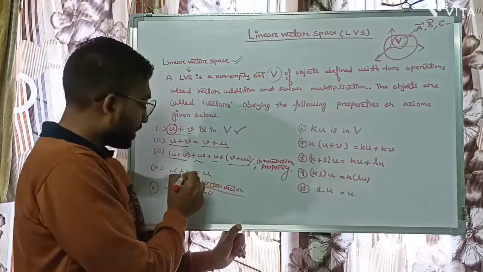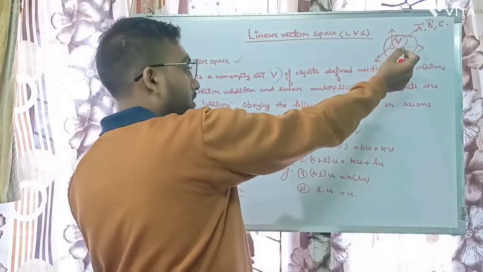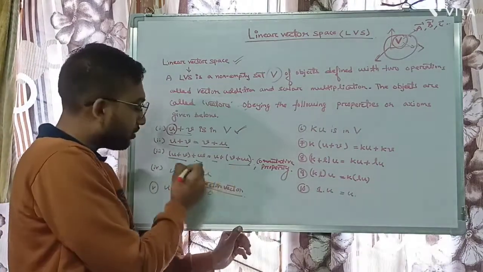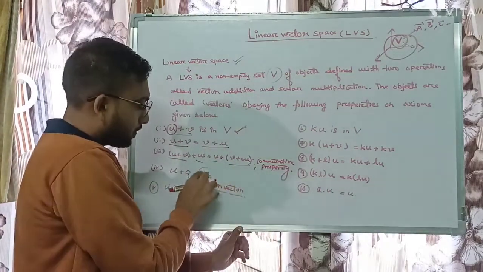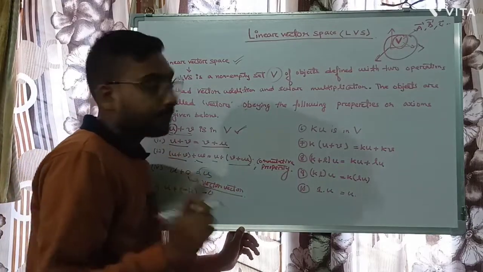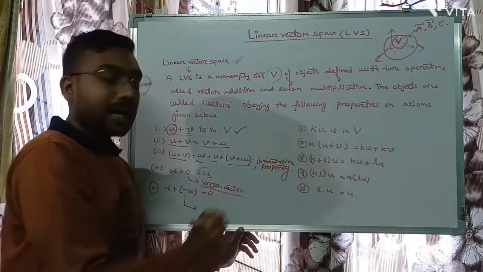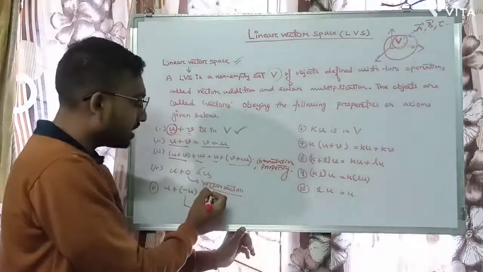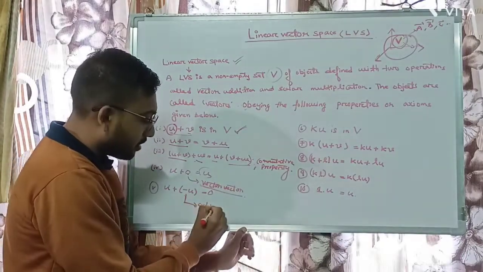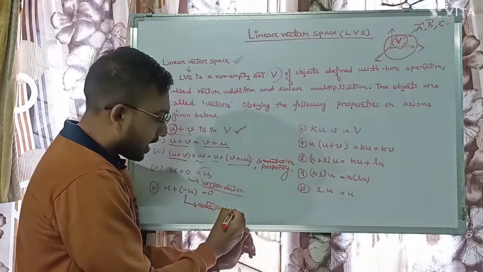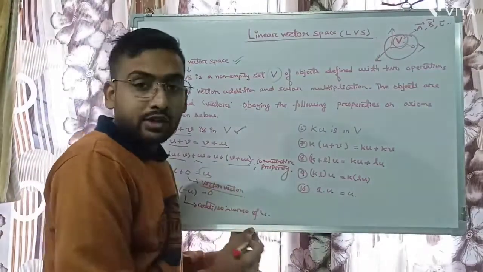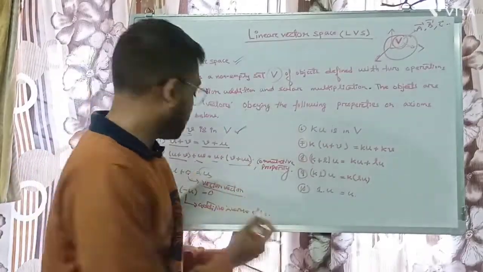This zero vector must be present in the set V such that u plus the zero vector results in the vector itself. The fifth property goes like this: there must be a vector in the set V such that the addition of these two vectors results in 0. This vector is known as the additive inverse of u. It is a vector with the same magnitude as u but opposite direction.